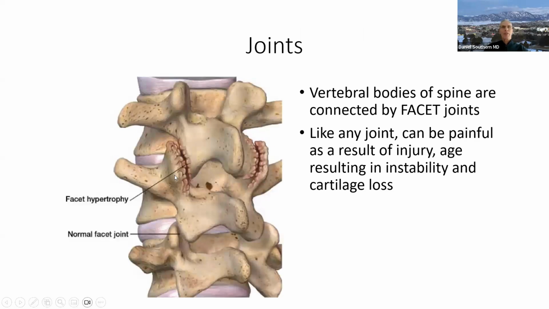Joints are pain generators. This is a schematic of painful facet joints in the lumbar spine. These are normal facet joints. They look nice and smooth. These are kind of cruddy looking joints. They're arthritic. They're like any other joint in the body. They're like a knee joint when it becomes arthritic. These can become painful. And you treat them exactly the same way.